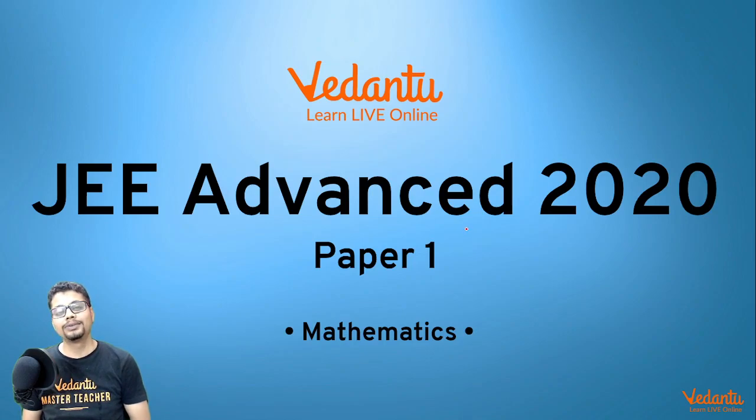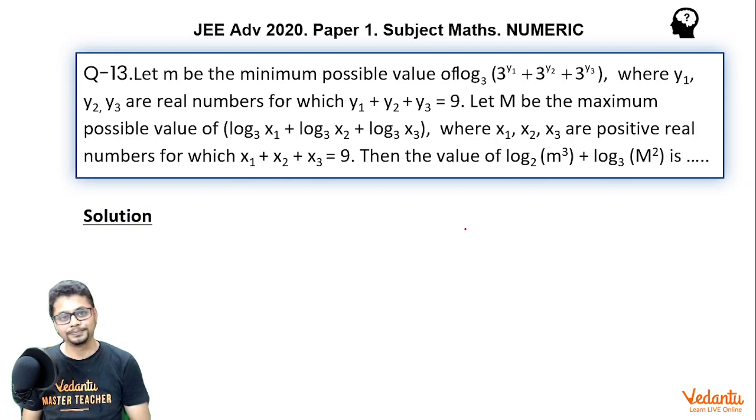We are discussing JEE Advanced 2020 Paper-1 Mathematics, and the question for this video is this. Let small m be the minimum possible value of log base 3 of (3^y1 + 3^y2 + 3^y3), where y1, y2, y3 are real numbers for which y1 + y2 + y3 = 9.